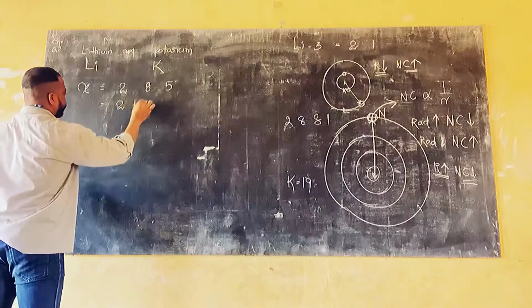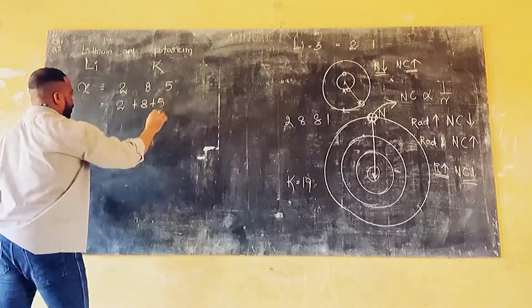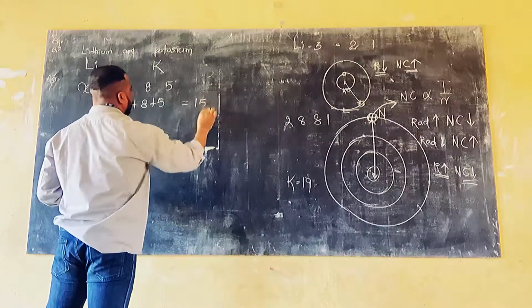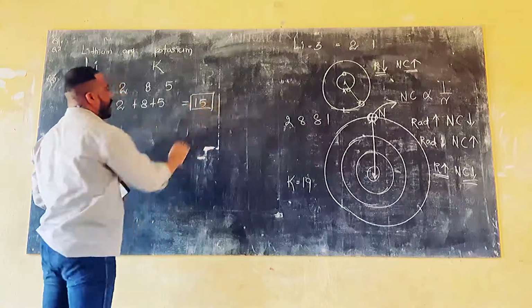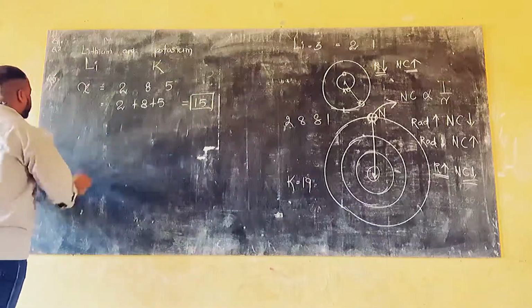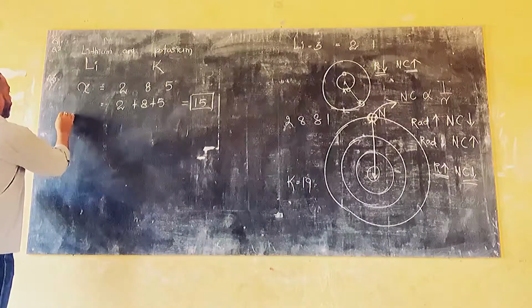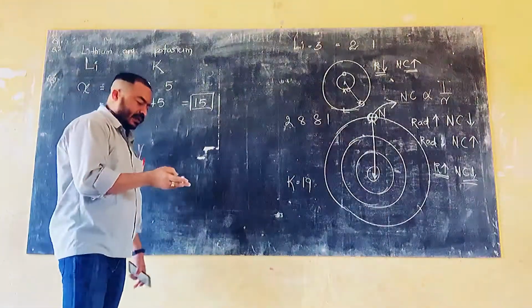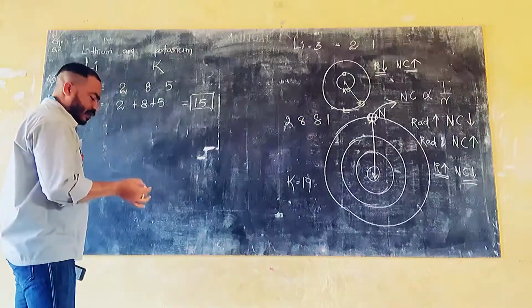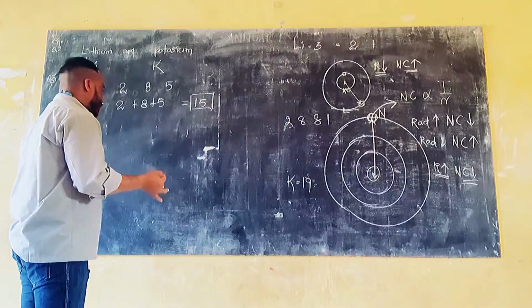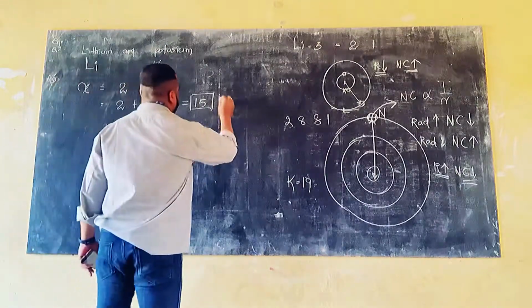Just simply sum up: 2, 8 is 10, 10 plus 5 is 15. So 15 is the atomic number. So who is the fellow? Hydrogen, helium, lithium, beryllium, boron, carbon, nitrogen, oxygen, fluorine, neon, sodium, magnesium, aluminum, silicon, phosphorus. So the name is phosphorus, P.